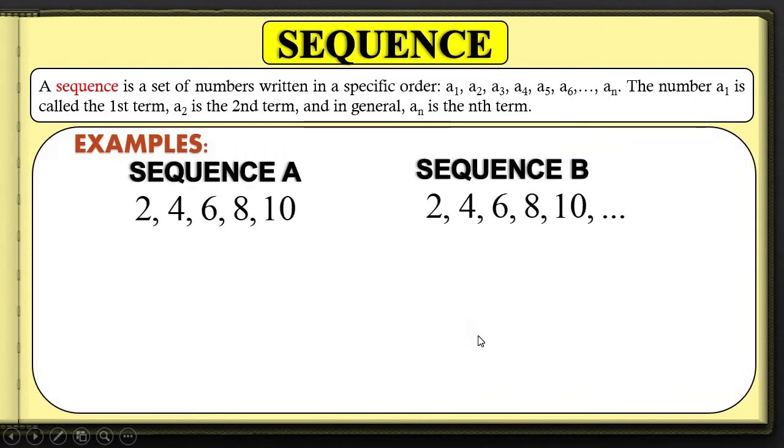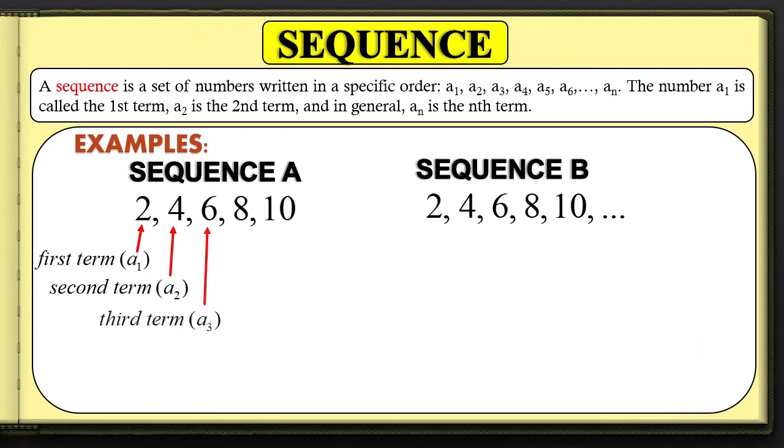Sequence A and B ay mga halimbawa ng sequence. In sequence A, the first term is 2, the second term is 4, the third term is 6, 8 is the fourth term, and 10 is the fifth term. Kung susuriin natin, 10 is also the final or last term in the sequence.